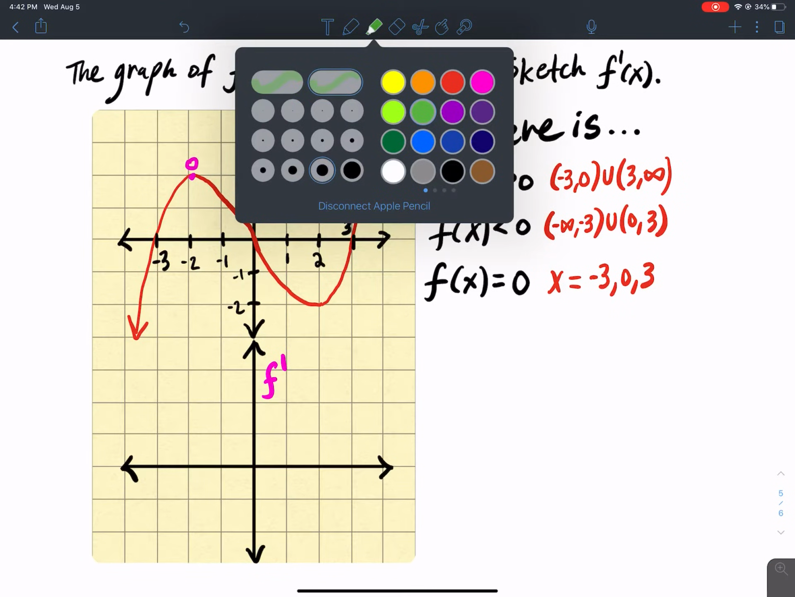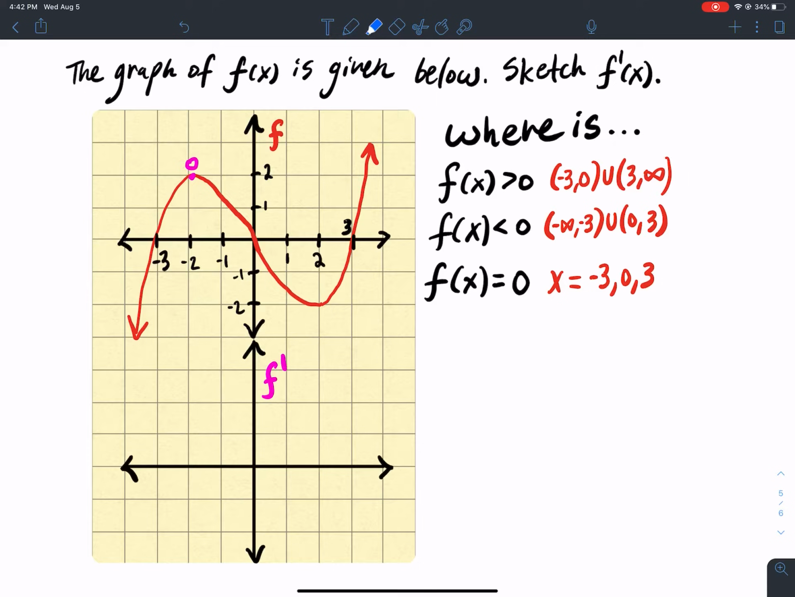And where are we negative? It looks like we're negative slopes from here to here. So at this value right here, we have a slope of 0, and at this value right here, we have a slope of 0. Those are our new intercepts. So our derivative function is equal to 0, our slopes are 0 here, so we're going to be at 0 right there.